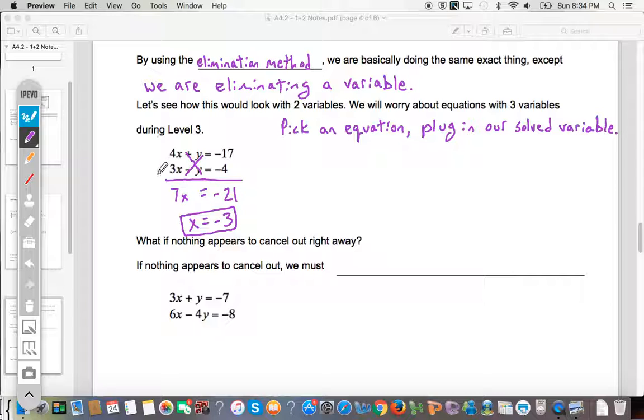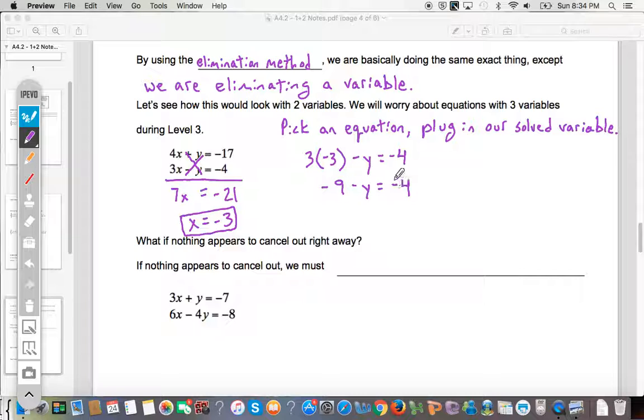Okay, so I'll pick this bottom one right here. So 3 parentheses, I know that x equals negative 3. Minus y equals negative 4. So 3 times negative 3, that's negative 9 minus y equals negative 4.